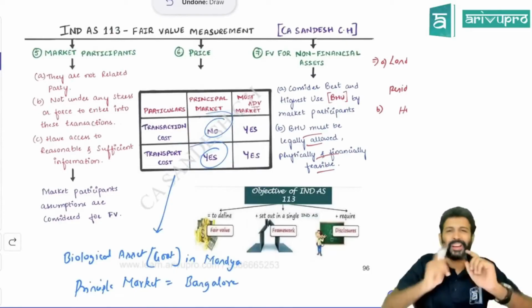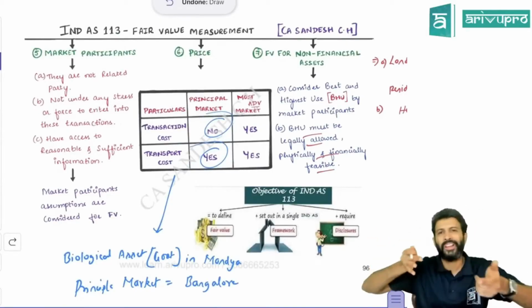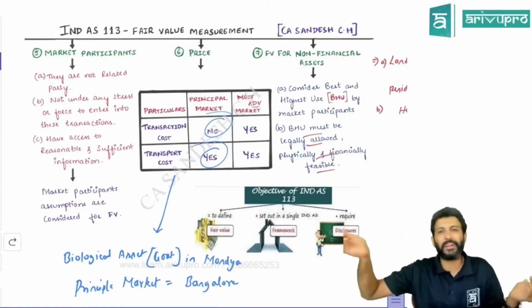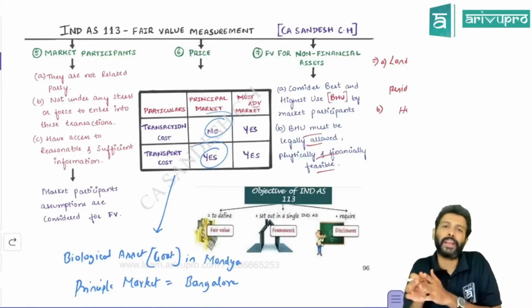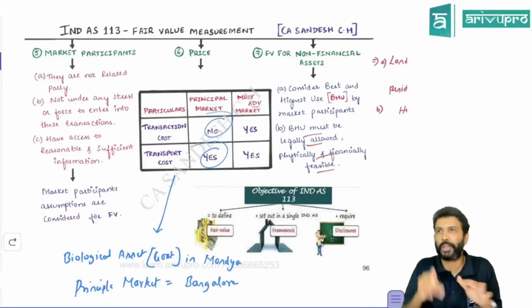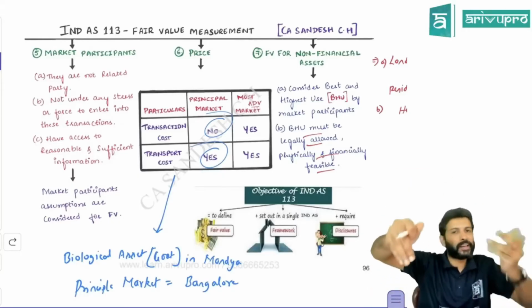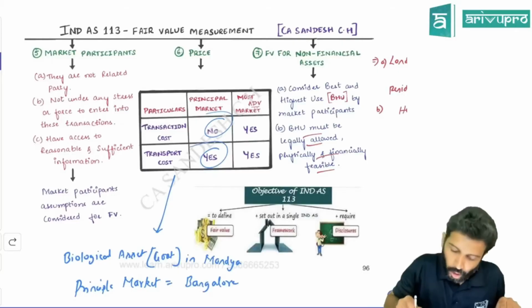Transaction cost is something of an agreement between buyer and seller. It's an individual thing. It may be there, it may not be there. Hence, that is ignored for your fair value calculation. Transport cost is very much necessary because to conduct the transaction in that market, you need to incur transportation cost.